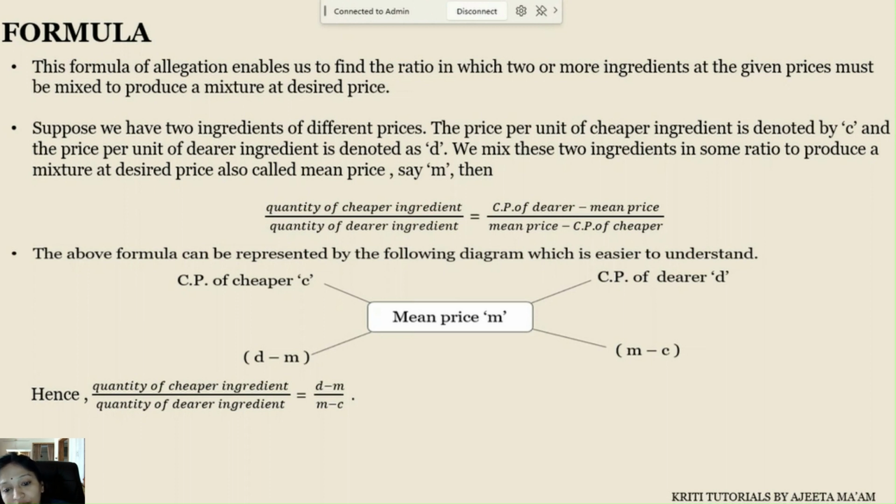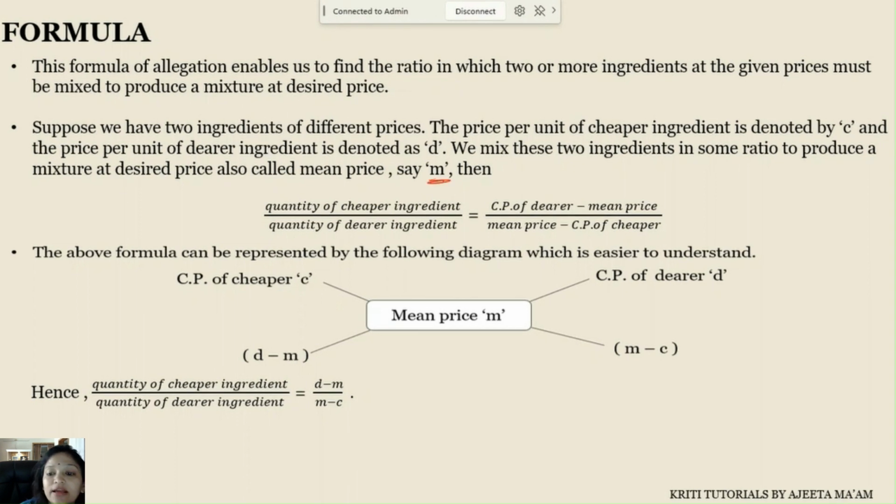And if we know the final price, we have to find the ratio in which we should mix the two varieties, the cheaper one as well as the dearer one. So here I have used the words cheaper and dearer in the formula. Now see here, the mean price I am denoting by M, and then C for cheaper and D for dearer, right? Three things are there: M, C, and D. So a simple formula that comes out is: quantity of cheaper ingredient upon quantity of dearer ingredient is equal to CP of dearer minus mean price upon mean price minus CP of cheaper.